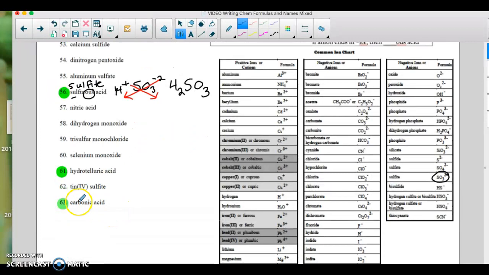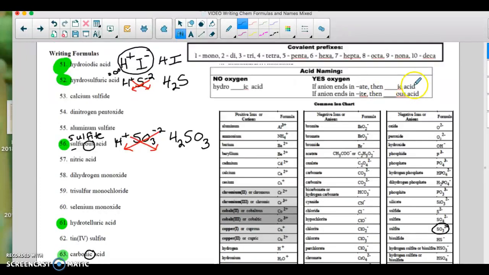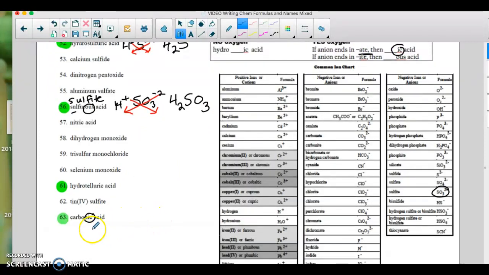Let's do this one. Carbonic. And we go back to our orange sheet. Ic came from ate. So I'm going to look for carbonate. So I go to my table and I find it, and then I have to remember it's an acid. Even though it doesn't say hydro, it has hydrogen in it. And I'm going to put it with the carbonate. And again, I don't have to show this, but if you're struggling with formulas, you should. You have to at least think it through that you would need to have 2 hydrogens for every 1 carbonate.